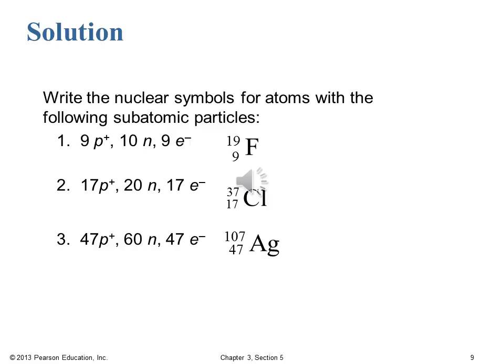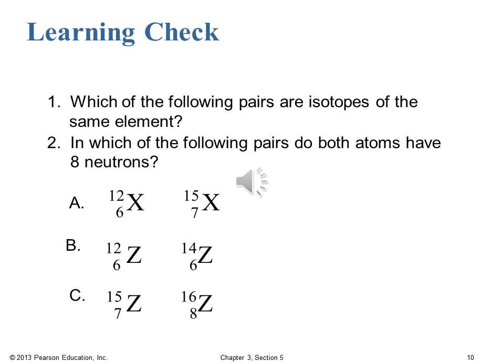Finally, element number 47 is silver, element symbol Ag, and 47 protons plus 60 neutrons gives 107 for the mass number, and because we're dealing with neutral atoms, we have no charge shown on any of these. So hopefully that went well. If you're still struggling, guess what? We're going to do another learning check, so see how that goes, and then decide from there if you need some additional assistance.